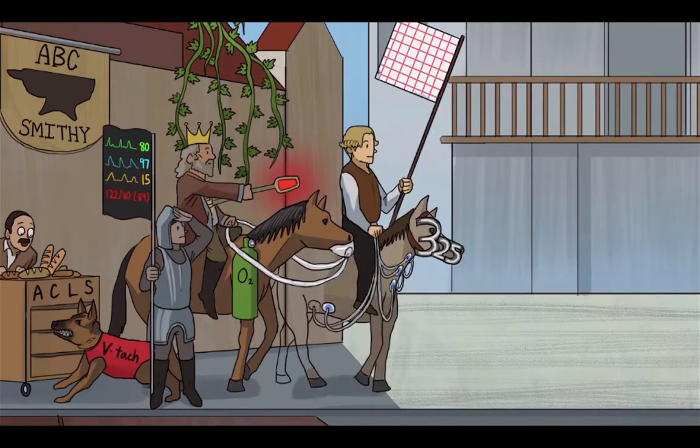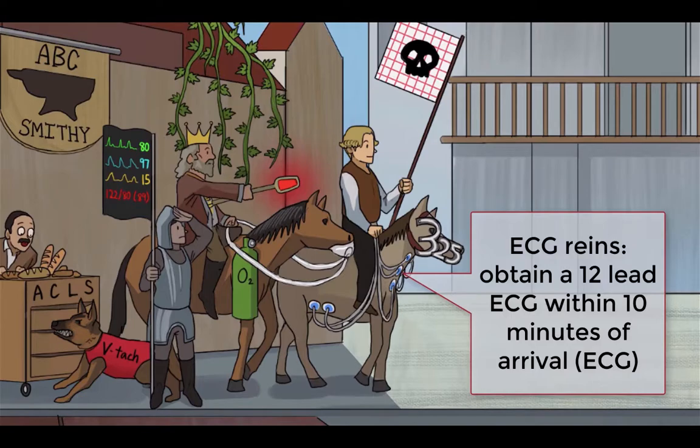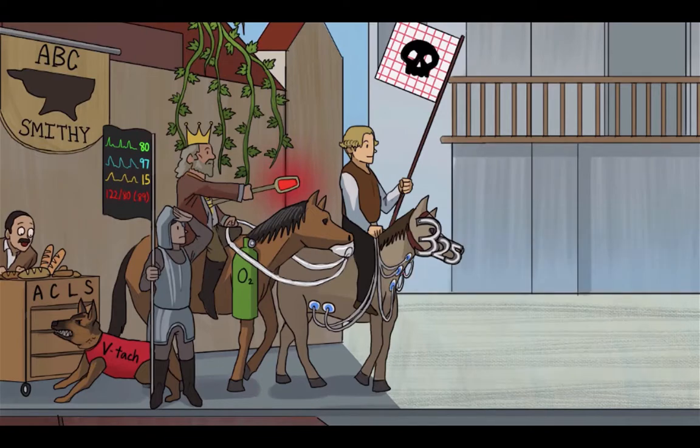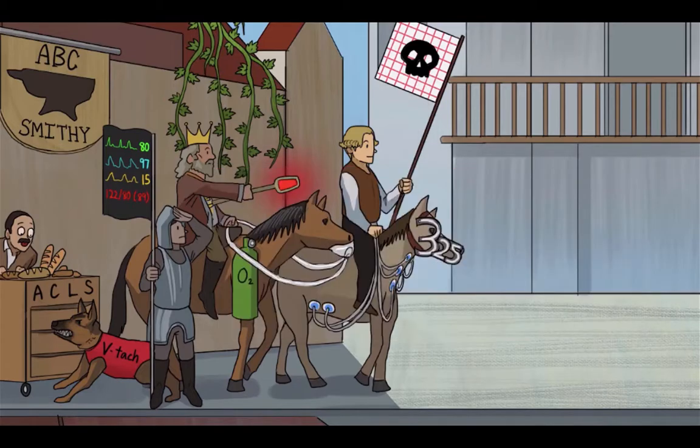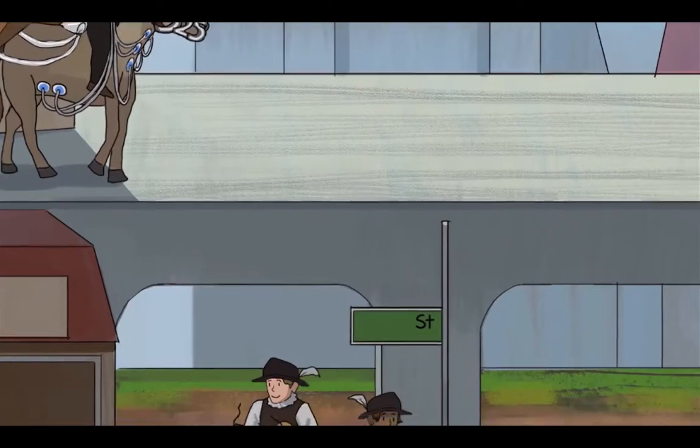A 12 lead ECG should be done within 10 minutes of arrival because rapid interpretation of the ECG is essential to properly triage your patient. On the ECG, we're looking for signs of cardiac ischemia or infarction. These include ST depressions or elevations, T wave inversions, peaked T waves, and Q waves. Check out our upcoming ischemia ECG video to review how to localize anatomically where the ischemia or infarction is occurring.